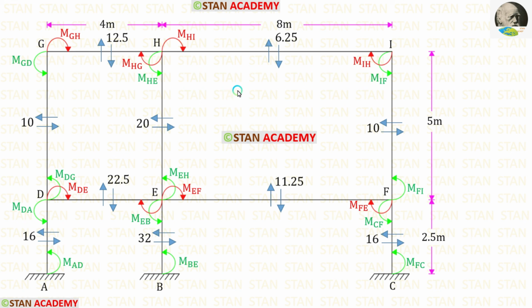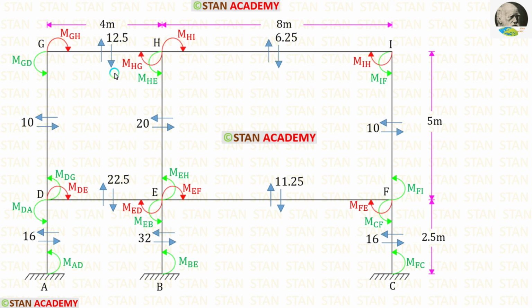Alternatively, we can use one formula and find the moments. The formula is WL upon 2. Suppose if I wanted to find MIF, W is 10, L is 5. So 10 into 5 by 2. Suppose if I wanted to find MIH, W is 6.25, L is 8. Using this formula, we can find all of the moments.